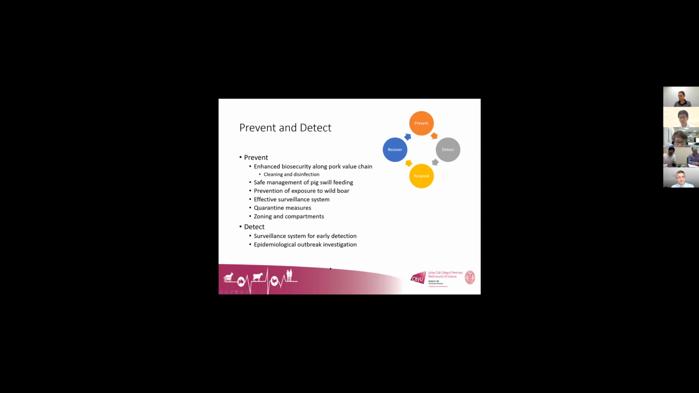Now, as part of that, you should have an effective surveillance system and some quarantine measures, which may be useful or important when it comes to bringing meat or live animals in from other countries that may be at risk of infection. And then you need to have some policies in relation to zoning, and maybe even with respect to compartments, which is something that we're working on at the moment, specifically for African swine fever.